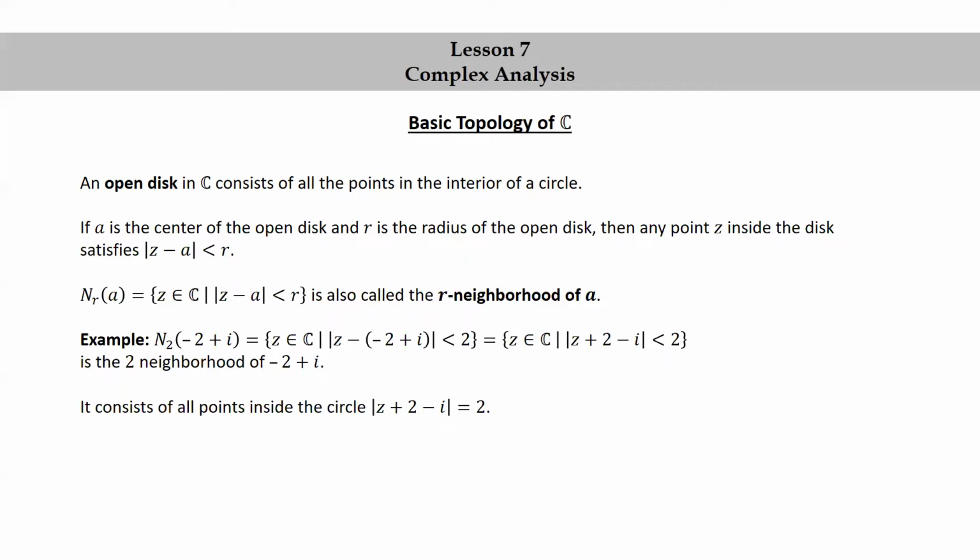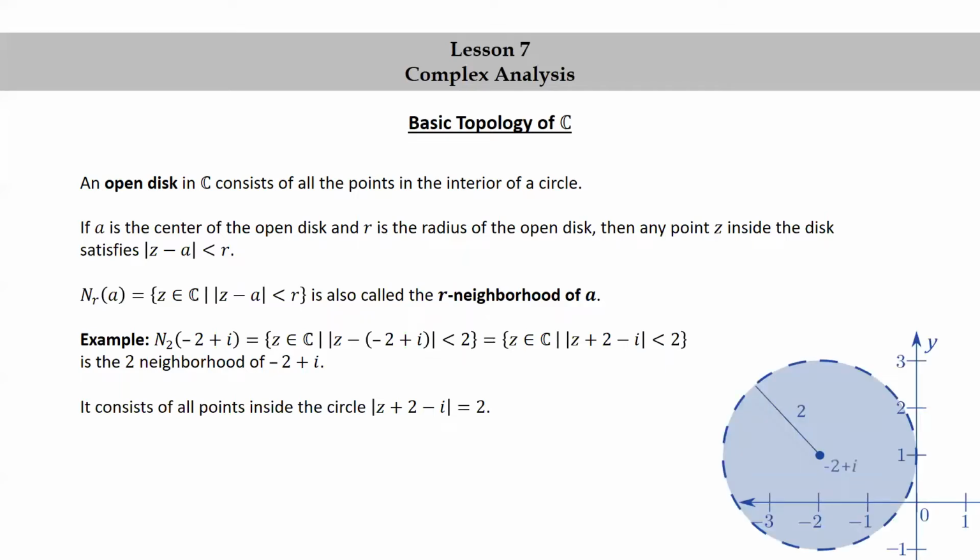Here we see a picture of the 2 neighborhood of negative 2 plus i. Notice that we shade the circle to indicate that the whole interior is included, and we use dashed lines around the boundary to indicate that the boundary is not included.